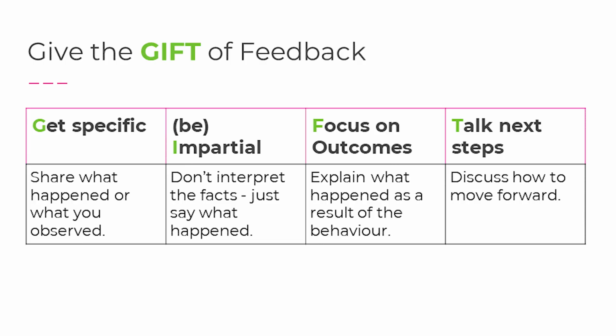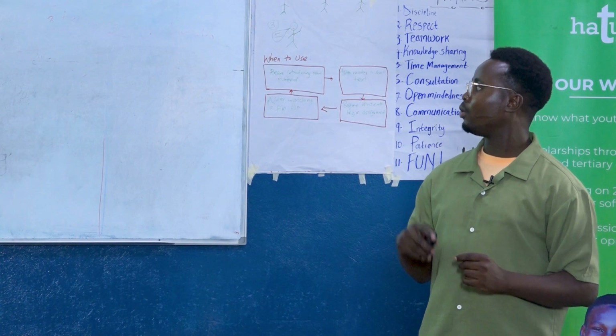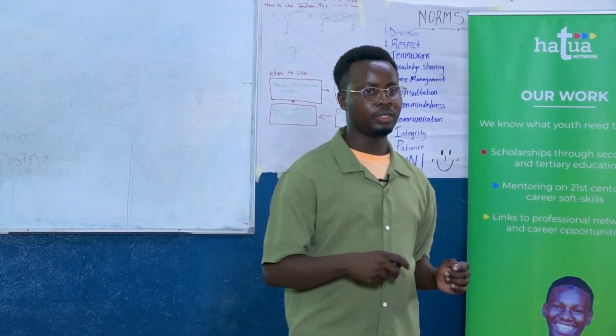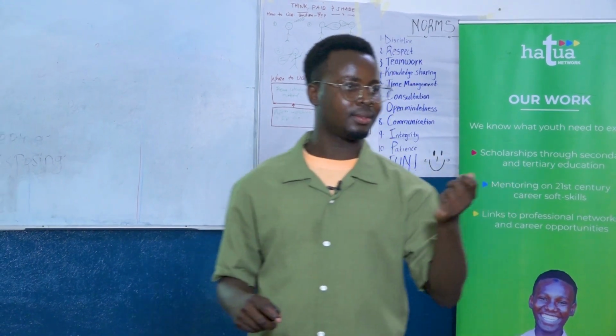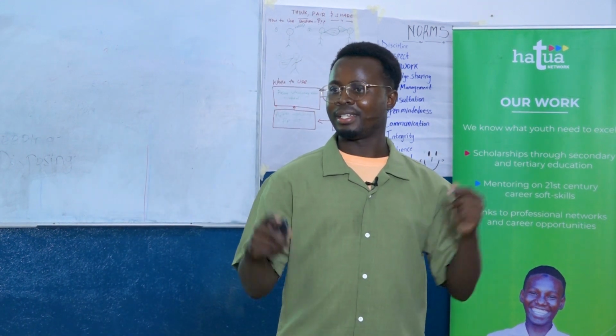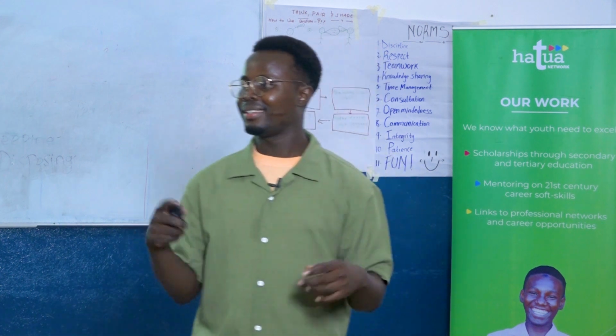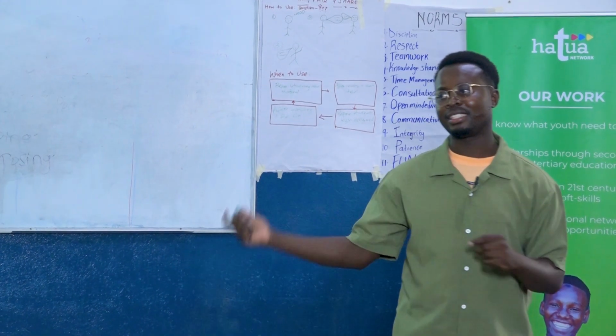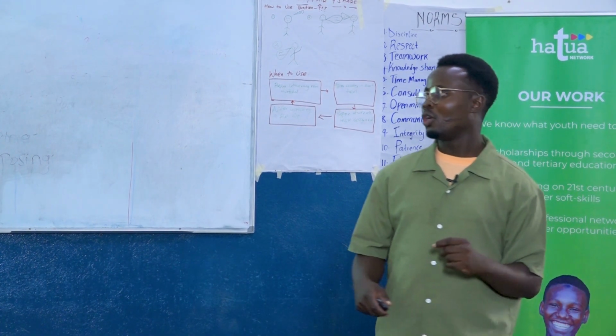And then the third is focus on outcomes. You explain what happened as a result of the behavior. And then lastly, Isaac. Talk next steps. Discuss how to move forward. And how did we say we do it? Which is the best way to do it? About taking next steps, anyone who can remember? Yeah, we say here you co-create. As much as this is a student, we also expect you to co-create.